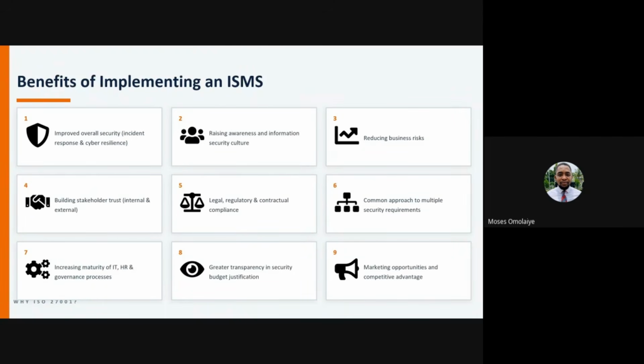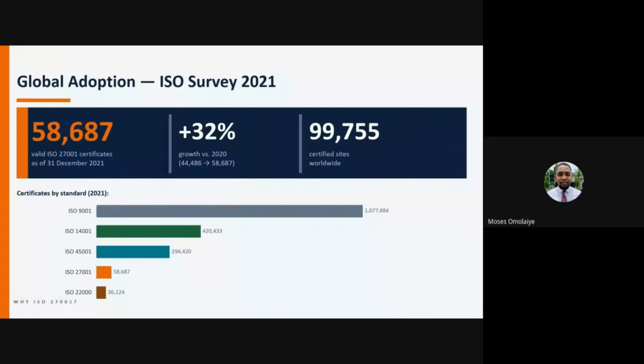And as a company, it gives a competitive advantage. If you're pitching for a job and you are certified to ISO 27001, another company isn't, that alone can give you the edge over the next company. So this survey is from 2021. It's quite an old survey, but it's just to let us see that this is very, very applicable.